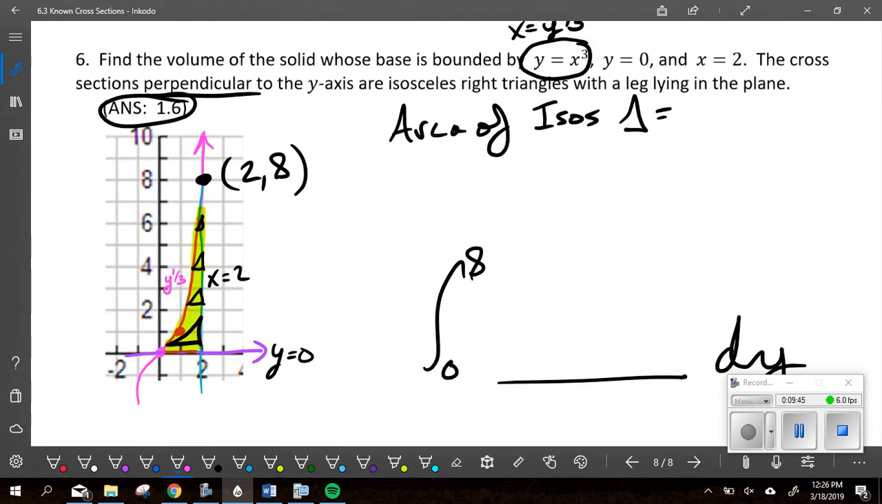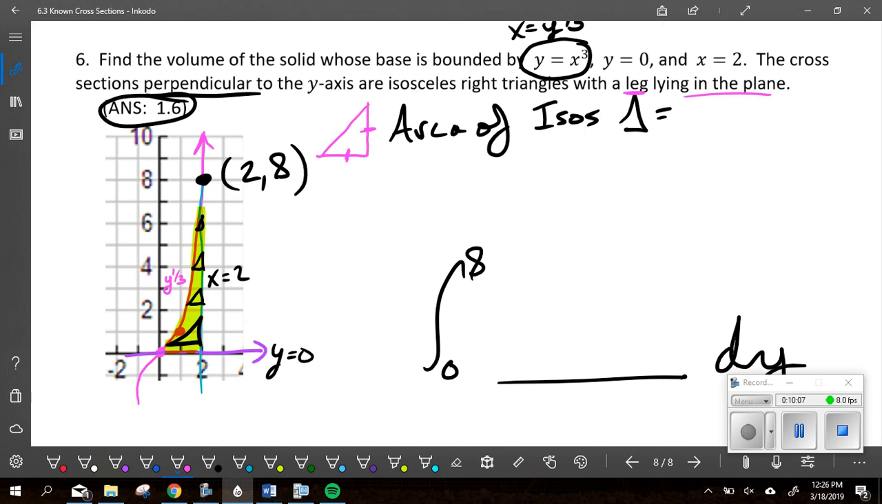We are finding the area of an isosceles triangle, which seems fancy, but it's not. This is an isosceles triangle. It says with a leg lying in the plane. So it means this. Oh my gosh, I can't draw triangles. Let's try a third time. Cool. This is an isosceles right triangle where the leg, the thing on the bottom, is going to be the same thing as its height.